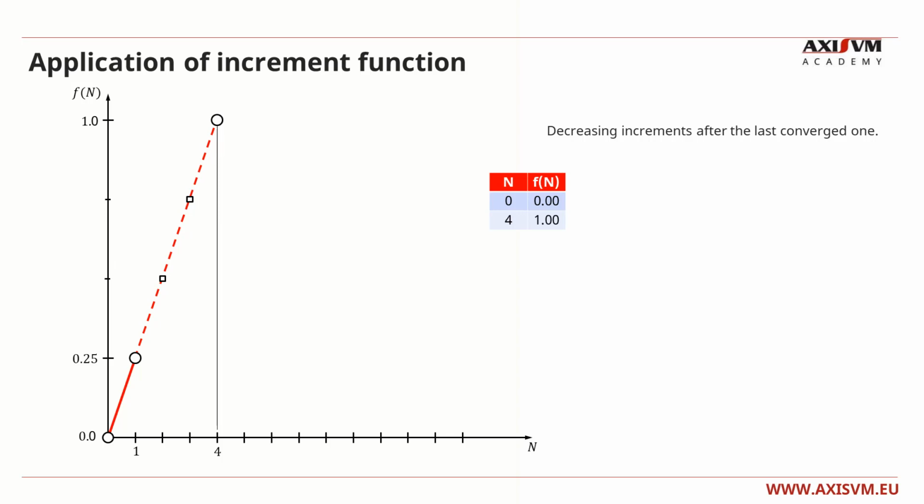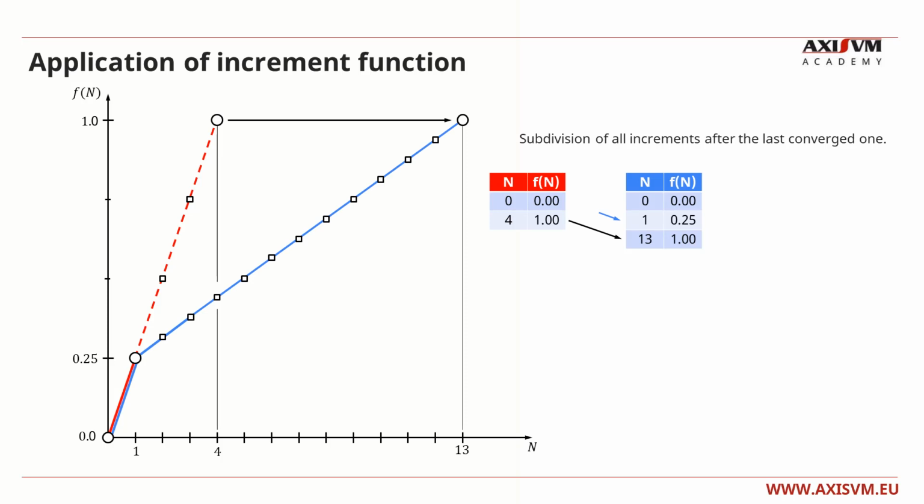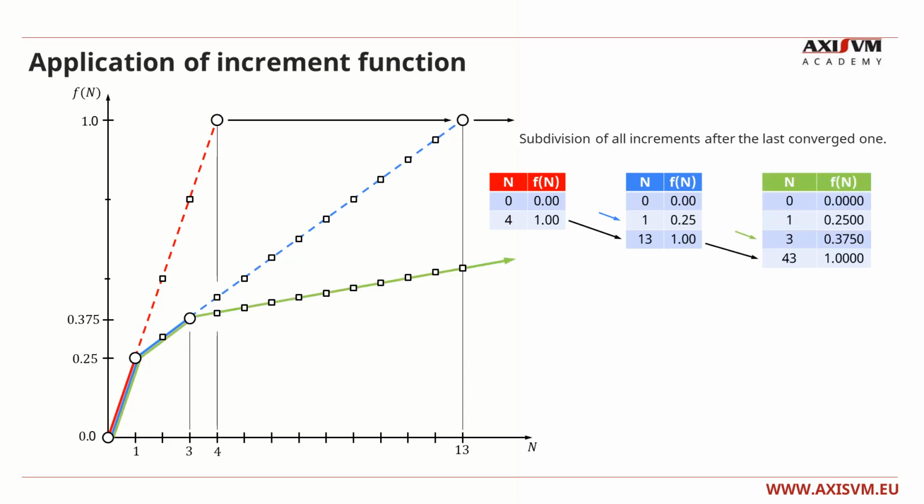As a next trial, we apply a subdivision for all increments after the last converged one. For that, we define the blue increment function. Running the calculation again, it converges until the third increment having load level 0.375. Therefore, we apply a new subdivision from that load level to all the further increments. Running the calculation again, total convergence is achieved. The arrows between the tables show that for each subdivision, the index of the last increment had to be renumbered and the new point had to be inserted to the increment function. With this simple strategy, the total number of increments increases so fast.